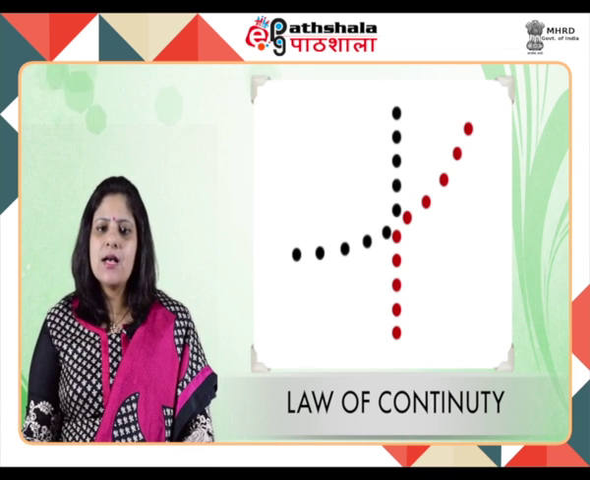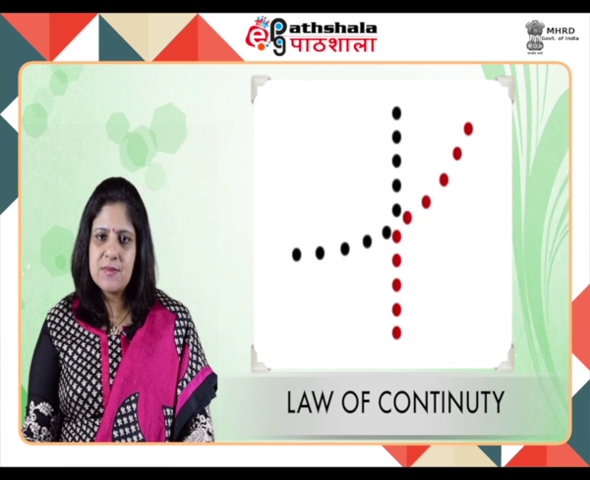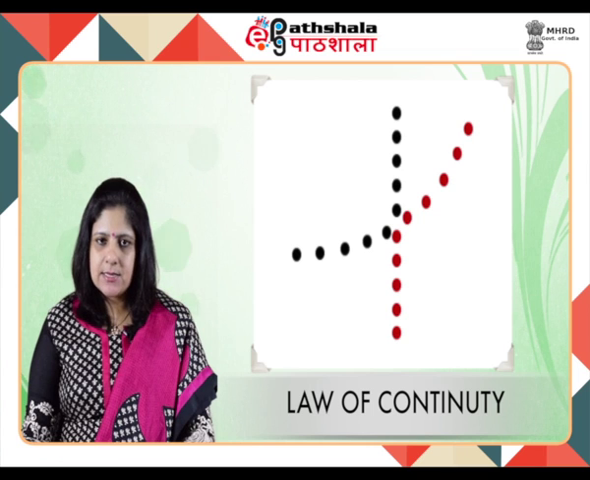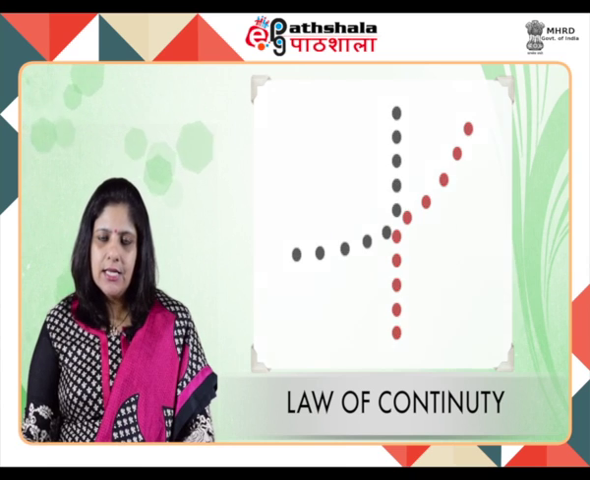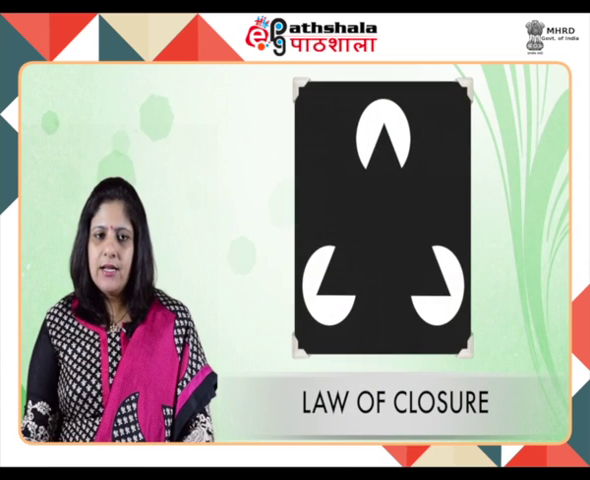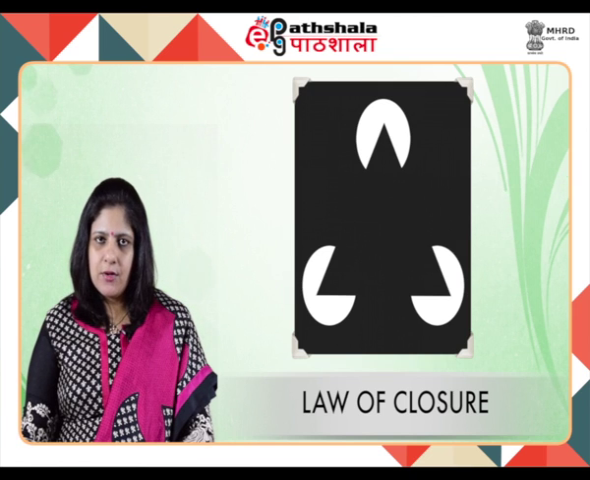Therefore, this allows us to see the image as flowing smoothly without breaking the lines up into multiple paths. So the direction and implied direction is being seen here with the circles or the dots in the image. The next law is the law of closure.